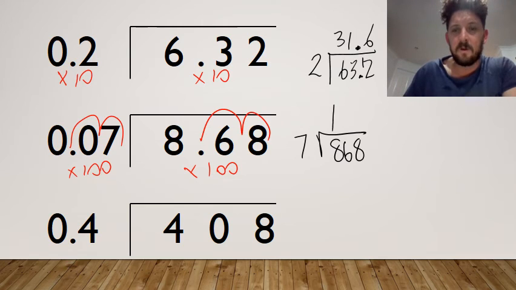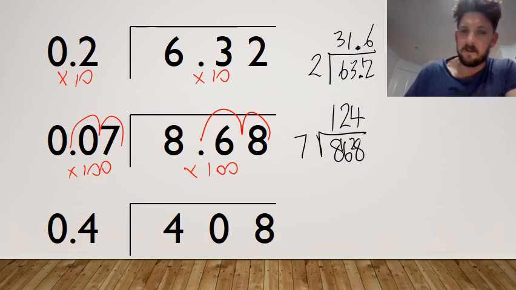7 into 8 goes 1 time. 7 into 16 goes 2 times with 2 left over. 7 into 28 goes 4 times. My answer is 124. Same again, mark it, gents. And if you need to stop the video to check your last answer, do so.